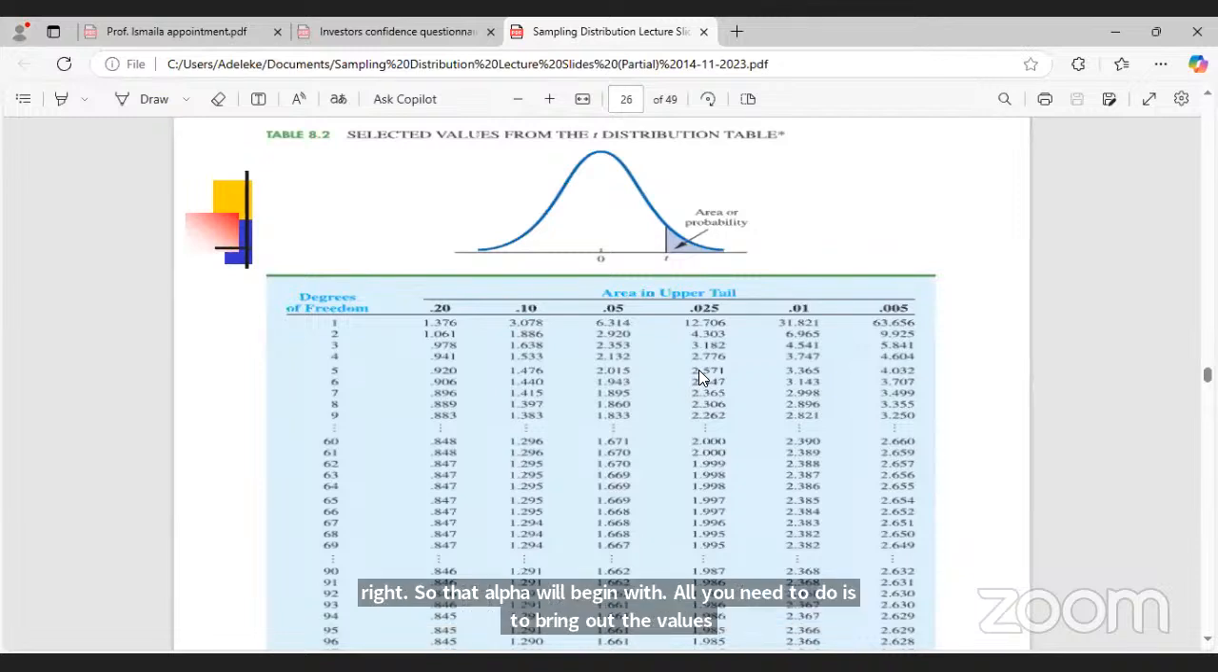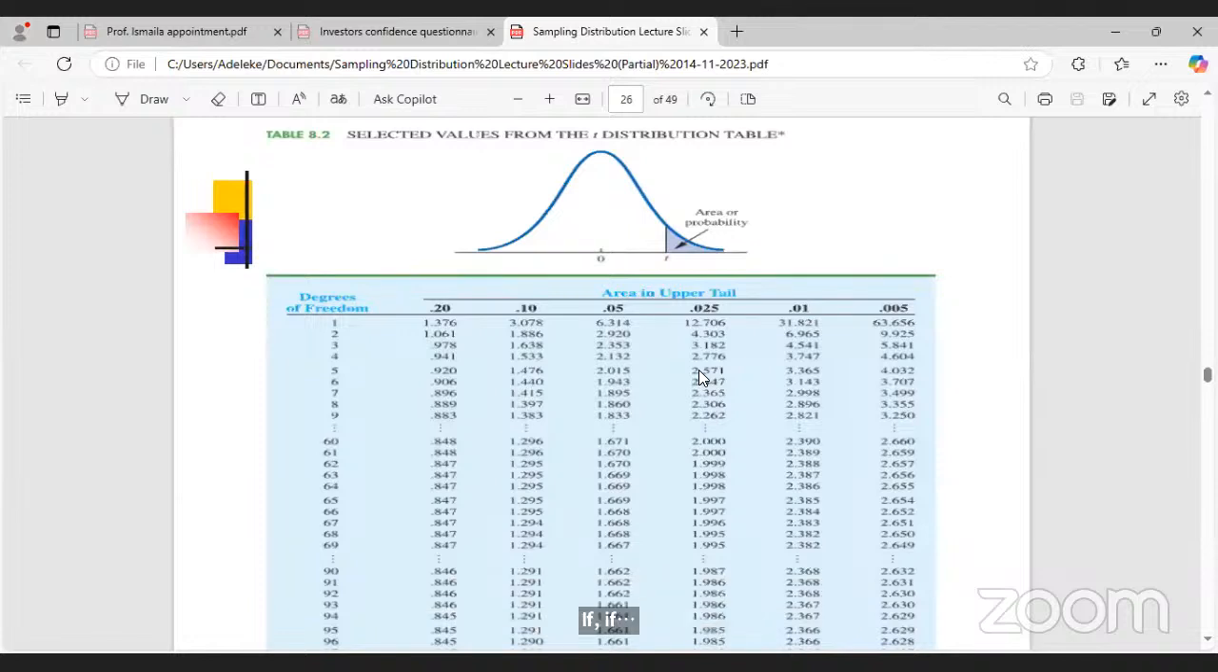So for example, if I give you degrees of freedom of 5 and the alpha is 0.025, all I need to do is to trace my degrees of freedom to 5, as we have here, and then check under 0.025 here. And that will be 2.571.